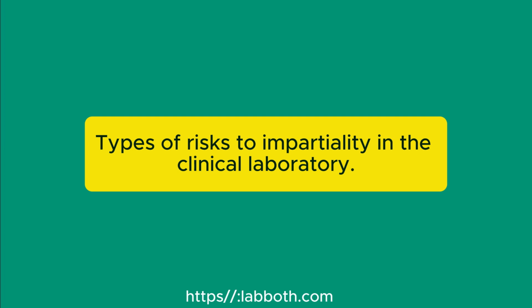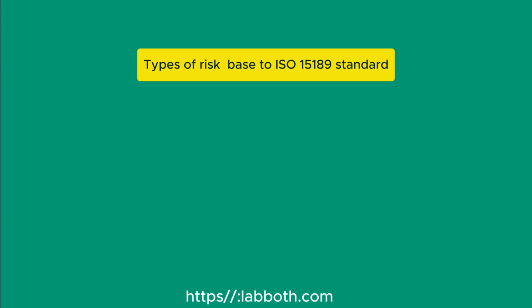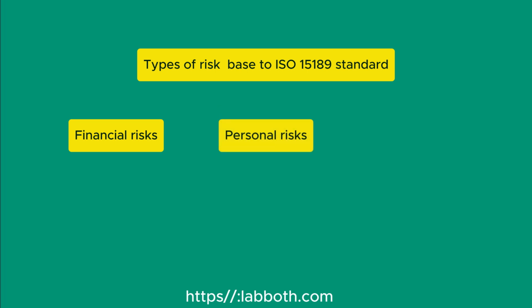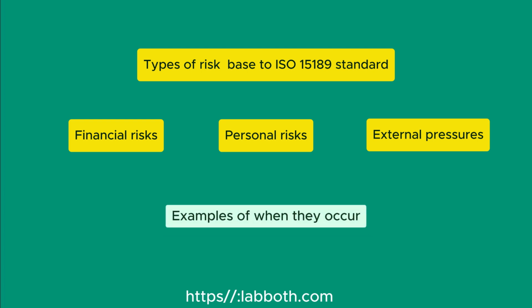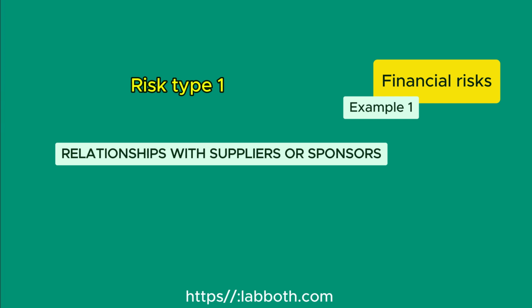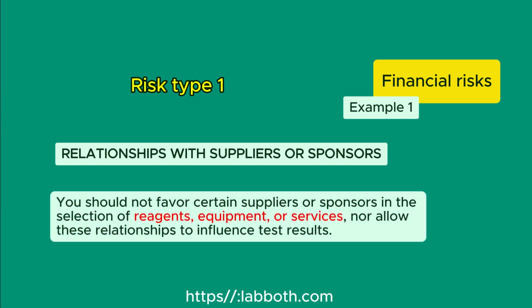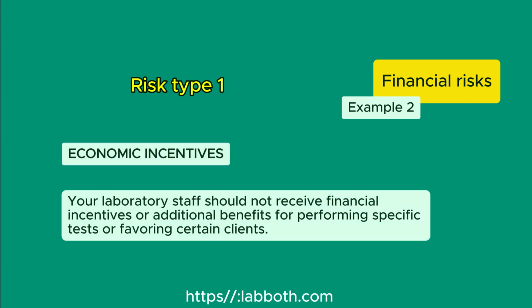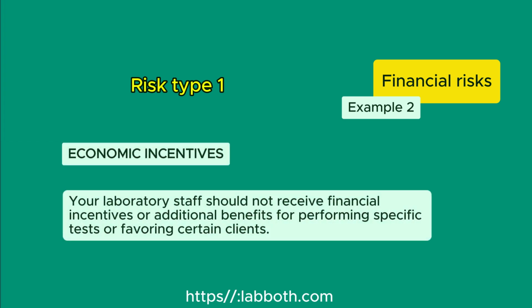Types of risks to impartiality in the clinical laboratory. Within the ISO 15189 standard, you can identify three categories of risks to impartiality: financial risks, personal risks, and external pressures. Below, we have summarized them and provided some examples of when they occur. Financial risks. Relationships with suppliers or sponsors. You should not favor certain suppliers or sponsors in the selection of reagents, equipment, or services, nor allow these relationships to influence test results. Economic incentives.